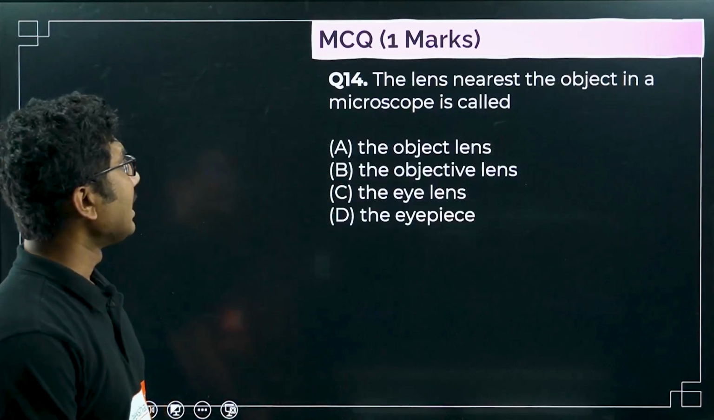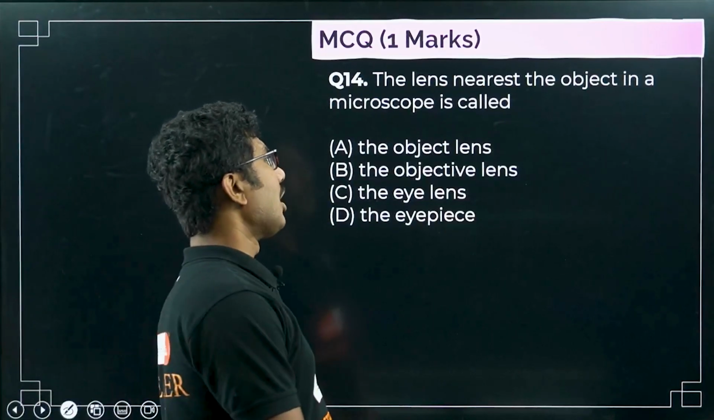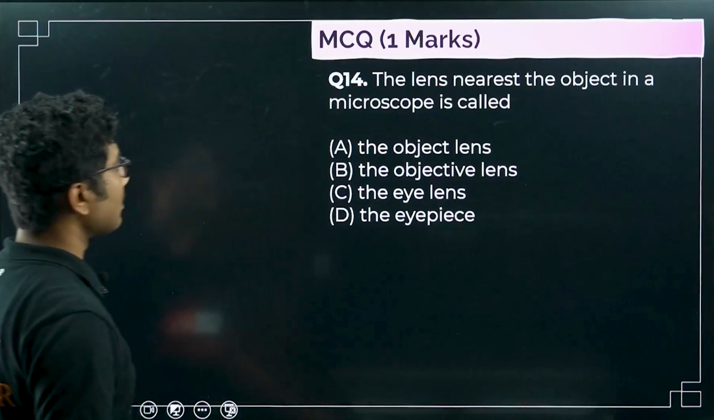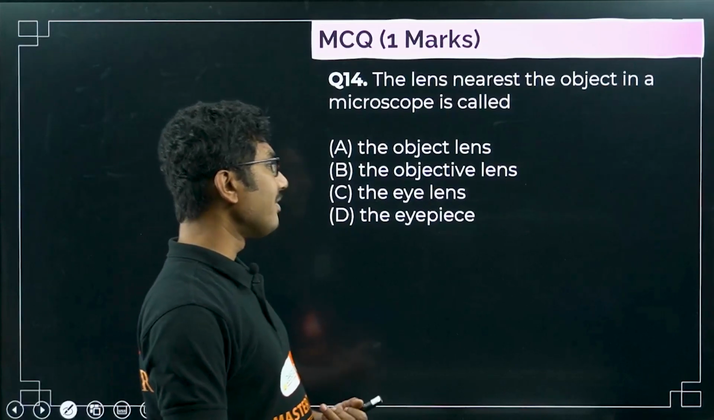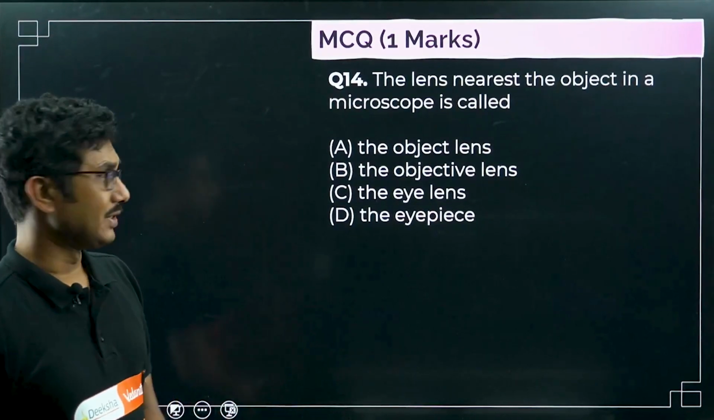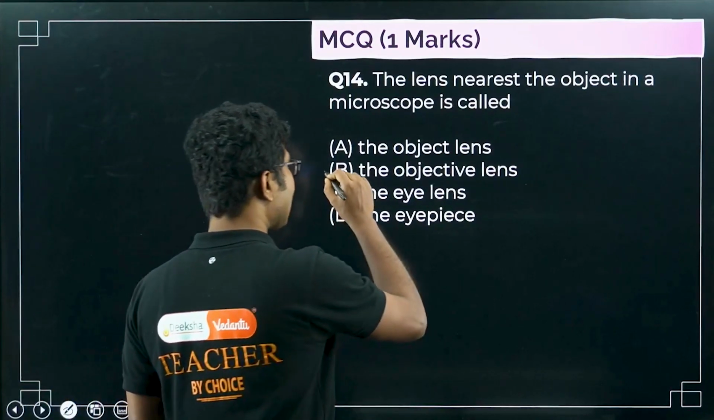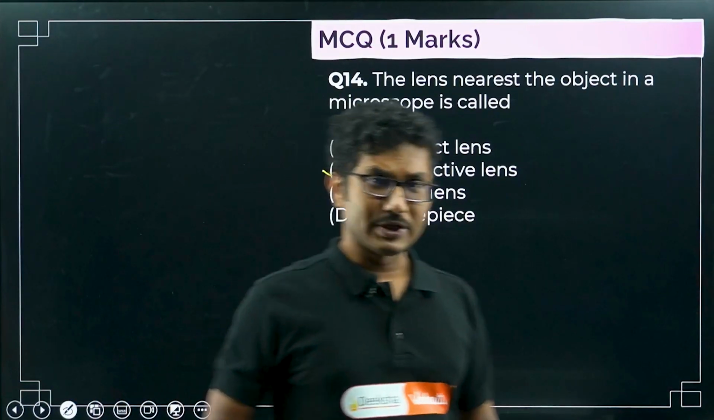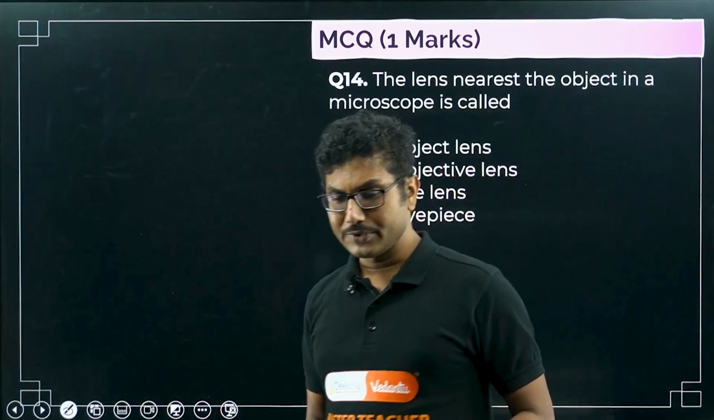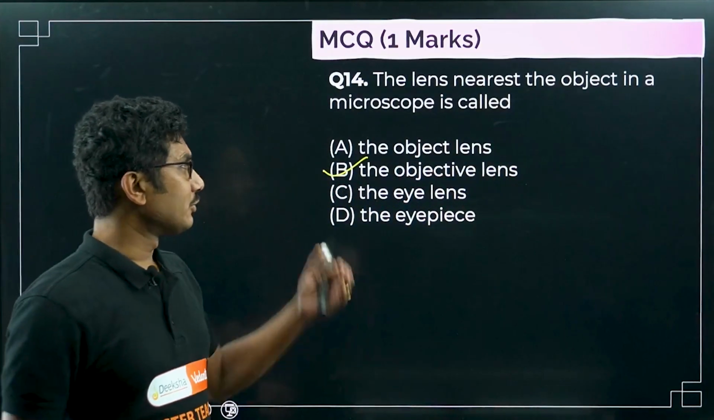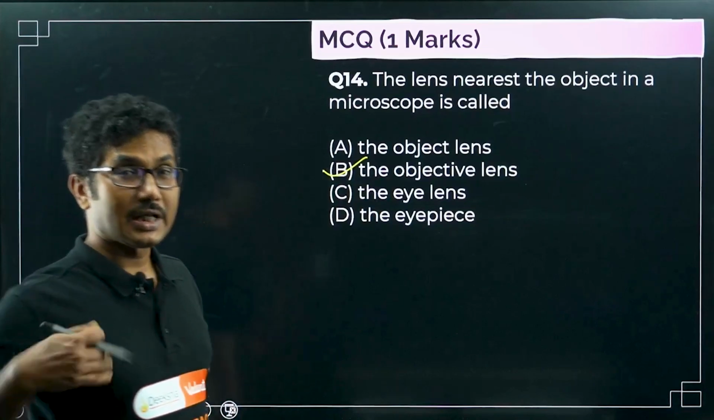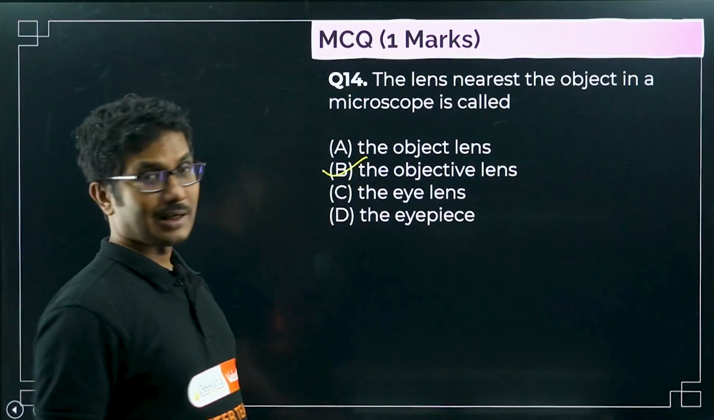Next question, the lens nearest to the object in a microscope is called object lens, objective lens, the eye lens, the eyepiece. So the lens which is nearest to the object is called objective lens, or only objective, either objective or objective lens. So this is the lens which is nearest to the object, not object lens. You have to be careful.